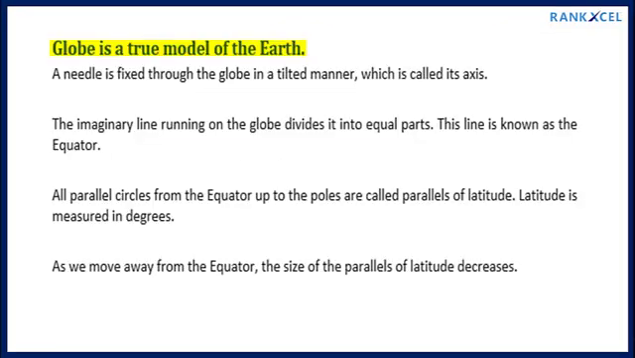Globe is a true model of the Earth. A needle is fixed through the globe in a tilted manner, which is called its axis. The imaginary line running on the globe divides it into equal parts. This line is known as the equator.